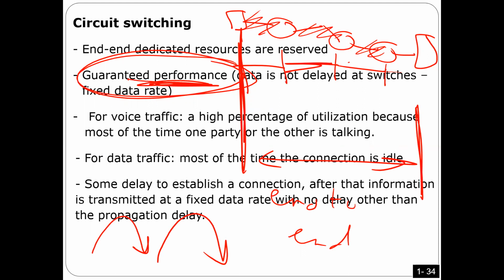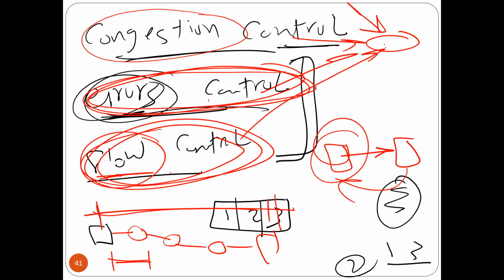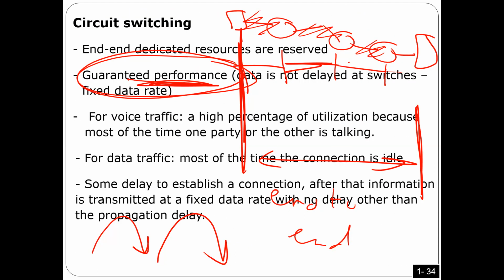Hub by hub, yeah, for sure, because this is the responsibility of the second layer, the data link layer, which is just to connect from one computer to another computer. This is the second layer. Is that clear now, or have I answered your question?